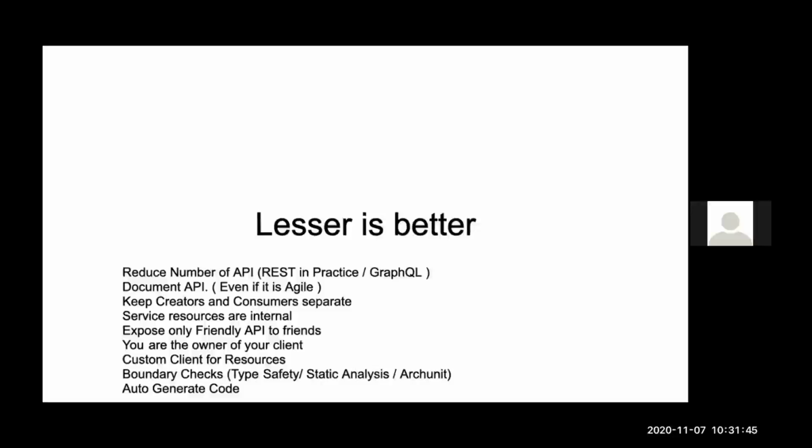So expose only what is required to the external people, because once you expose it, it's really hard to change, because third-party people might have developed systems based on that already. And you are the owner of the client.